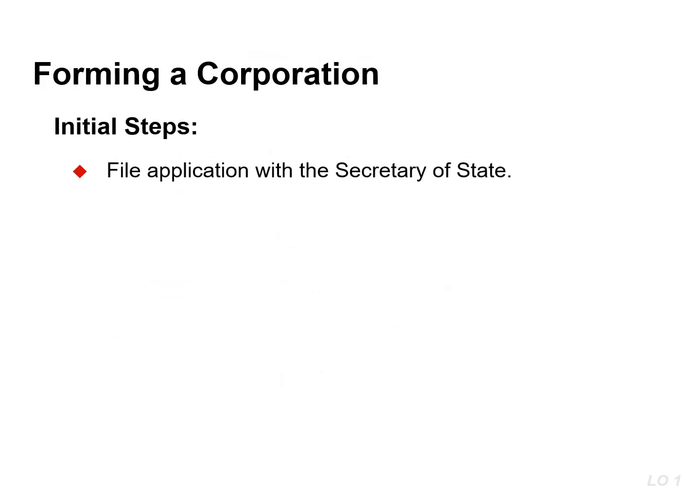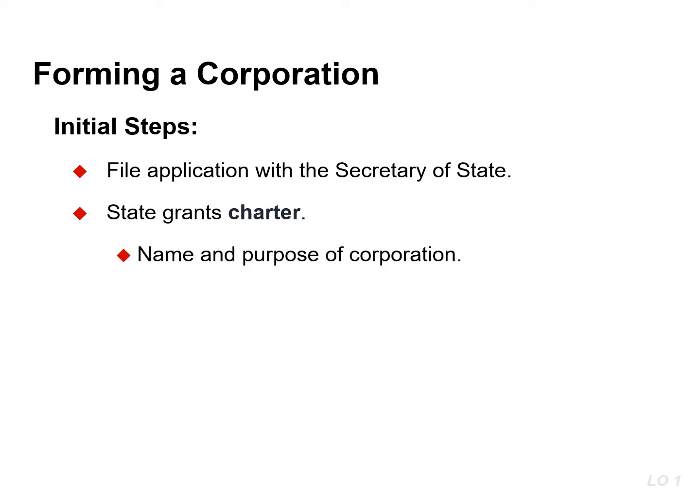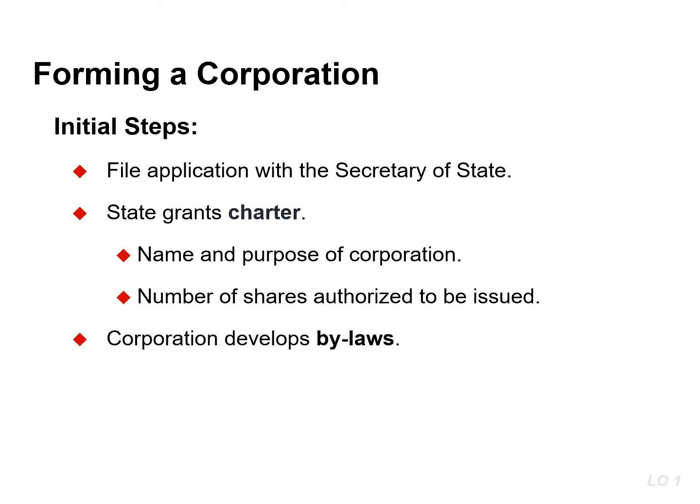Corporations are created by applying to a state government. Upon approval of the application, the state issues a charter, sometimes called the Articles of Incorporation. The charter is a document that describes the name and purpose of the corporation, as well as the types and the number of shares of stock that are authorized to be issued. Regardless of the number of states in which a corporation operates, it is incorporated in only one state. The corporation establishes bylaws, which are simply the rules and procedures for the corporation.